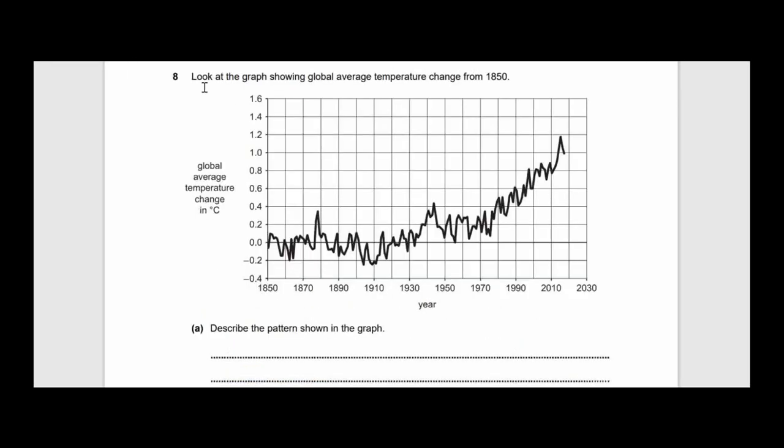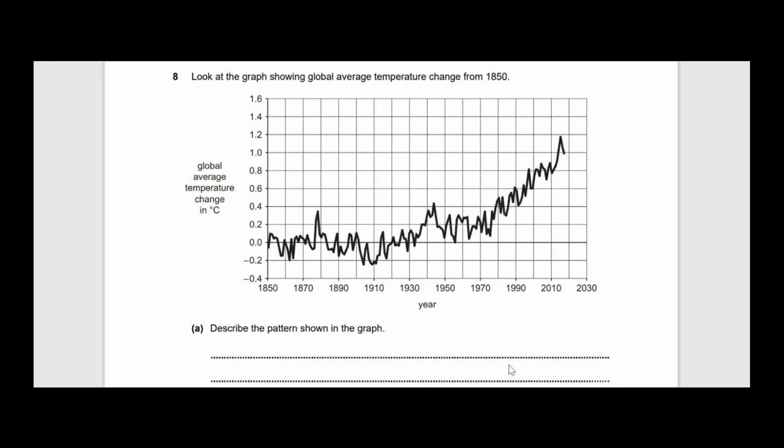Next, number 8. Look at the graph showing global average temperature change from 1850. Global average temperature change in degrees Celsius, and this is the year from 1850 up to 2030. Question 8. Describe the pattern shown in the graph. Then take it. 10 seconds.